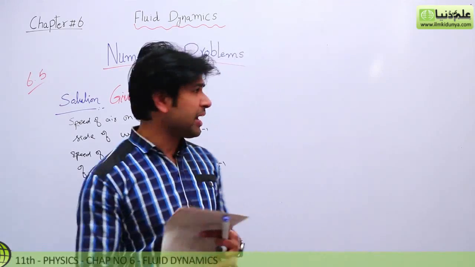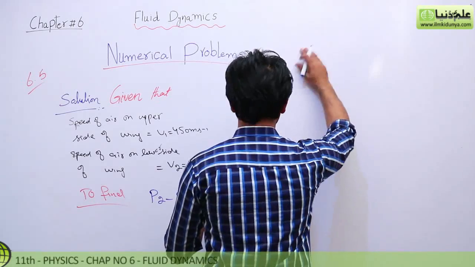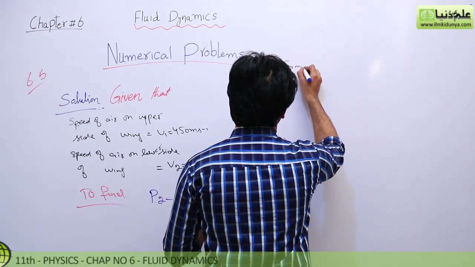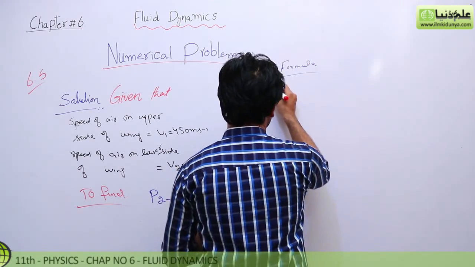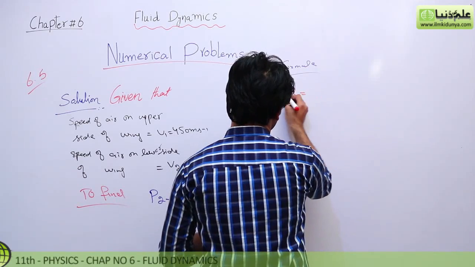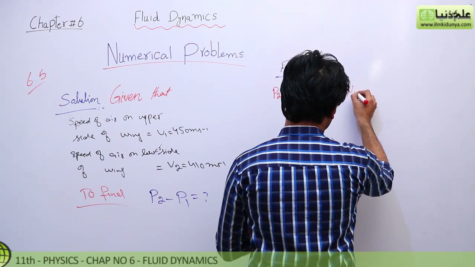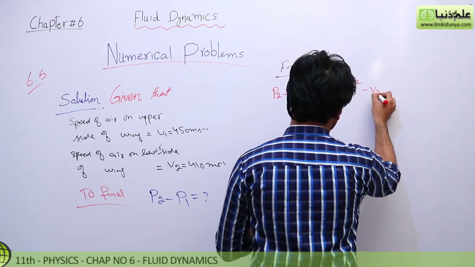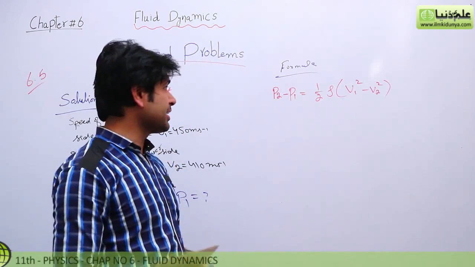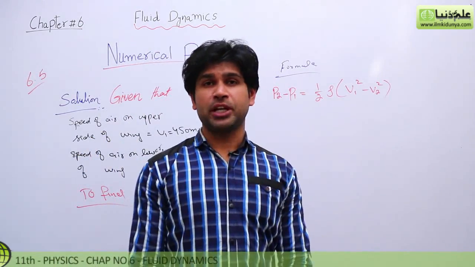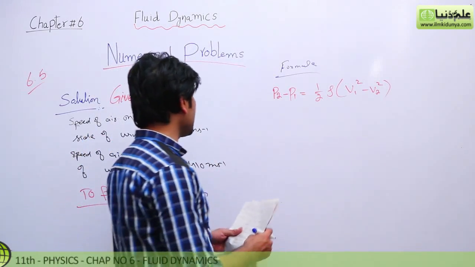Now students, we have derived the formula as in Venturi duct or Venturi relation. In our lecture we have derived the formula from Venturi duct, the difference of the pressures is 1/2 rho into V1 square minus V2 square. So students, we will use this formula, which is a relation from the Venturi relation, which is an application of the Bernoulli's principle, Bernoulli's equation, and now we will use this formula to evaluate the numerical problem.